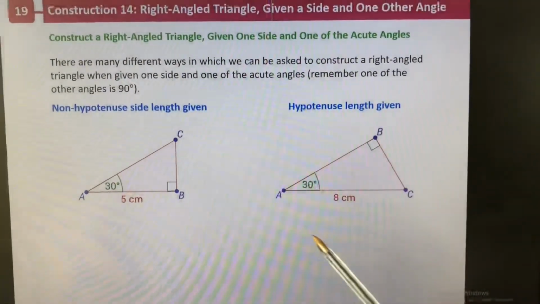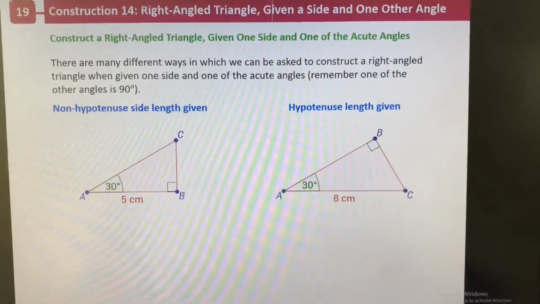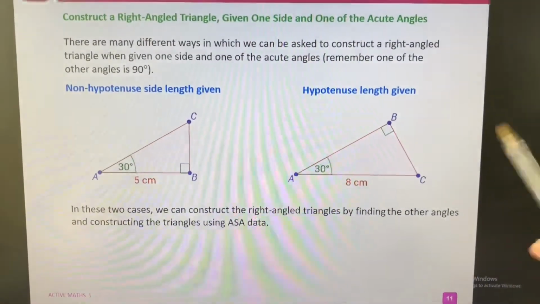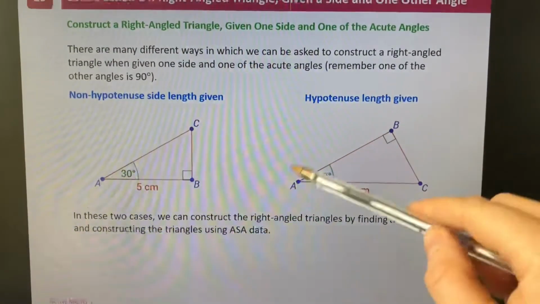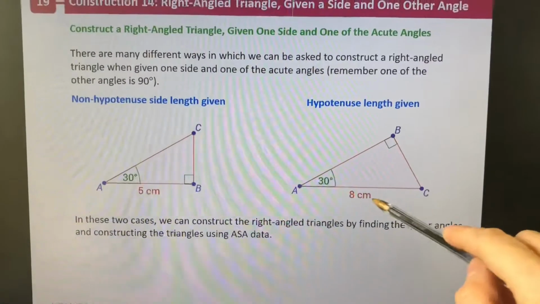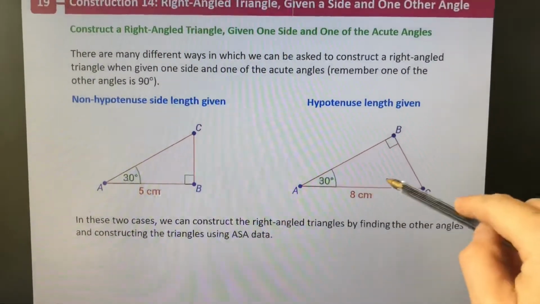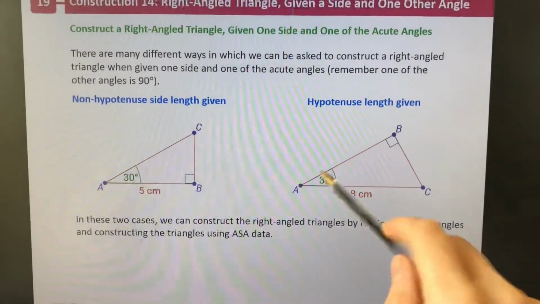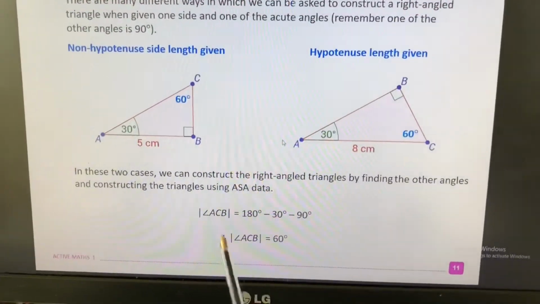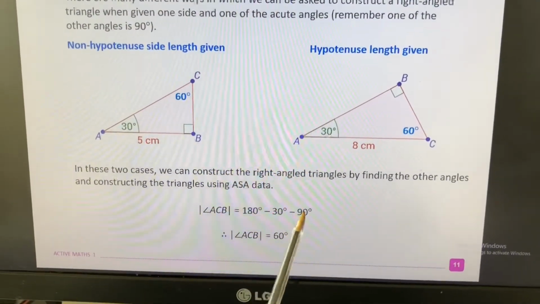So sometimes we might have to do an extra calculation to work out our third missing angle in order to construct a right angled triangle where we're given the hypotenuse. You can see it's the opposite, it's not touching the right angle, and one other angle. So these are the extra calculations that I would have written down.